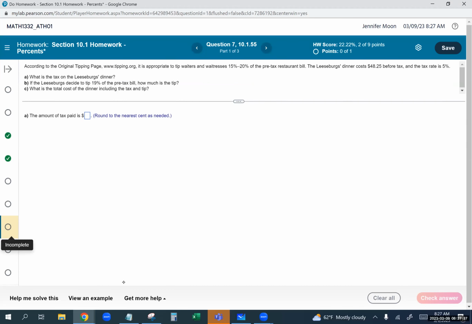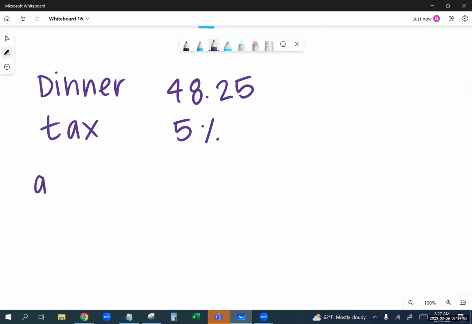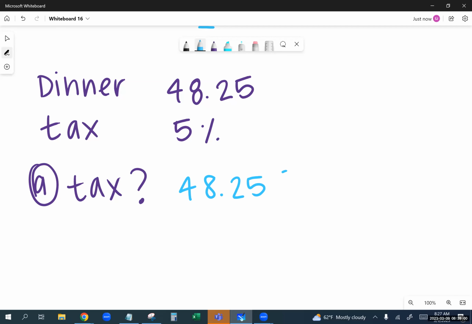And now for A, B, and C, for A, it says, what is the tax on the Leesburg's diner? Don't put 5%. It wants you to actually calculate what is 5% of 48.25. So for part A, it wants to know what is the tax. What we have to do is take the amount of your dinner and multiply it. You don't multiply it by 5. We're going to multiply it in a decimal form in our calculator.